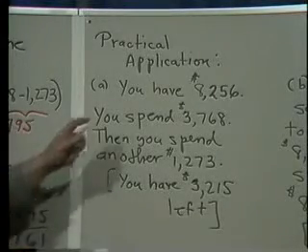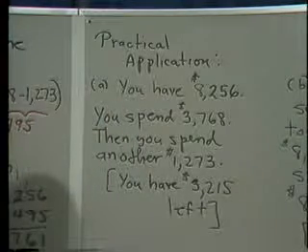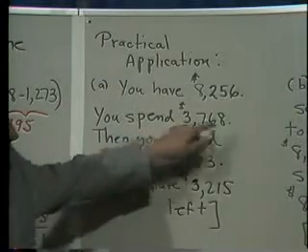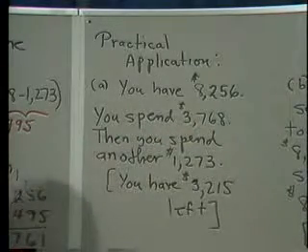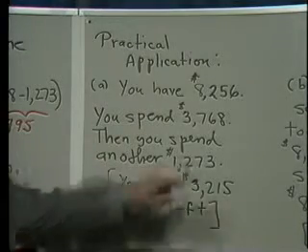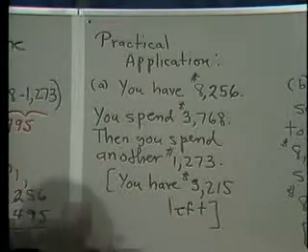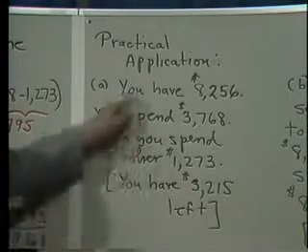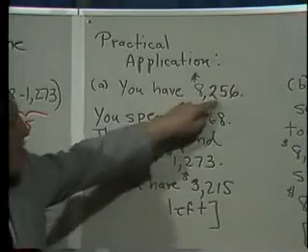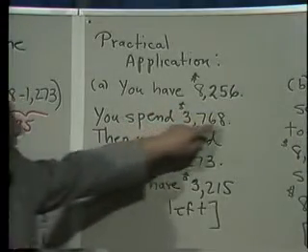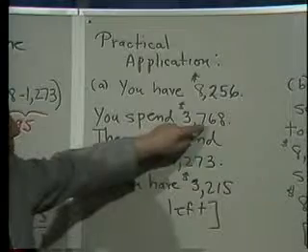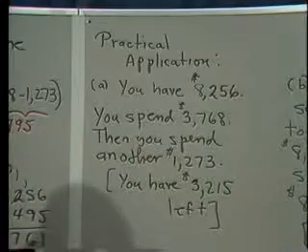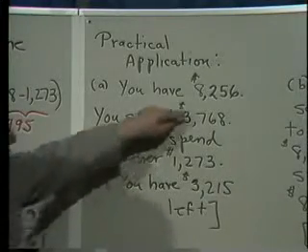Here's Part A. I tell you that you have $8,256. Let's say that's your business budget. Now, from that budget, you spend $3,768. After you've spent that, you now spend another $1,273. 10A says you have $3,215 left. In other words, how would you solve this problem? You had $8,256. You spent $3,768. So I would first subtract the $3,768 from the $8,256 to tell me how much money I have left.